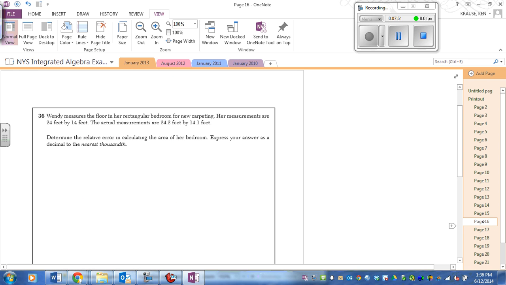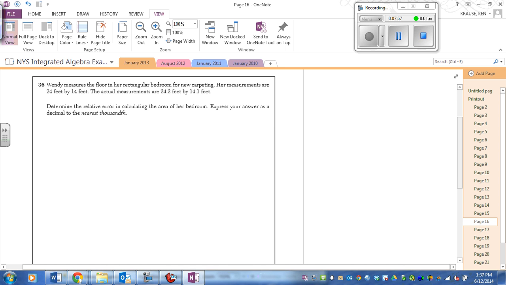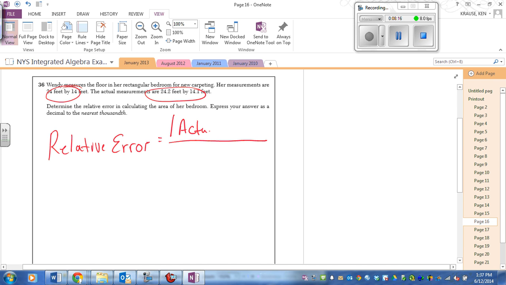Alright, number 36. So the floor of the rectangular bed measurements are 24 by 14. And it measures this, so relative error. Relative error again. Error equals actual minus estimated over actual. So what you first have to do is figure out what the actual is.